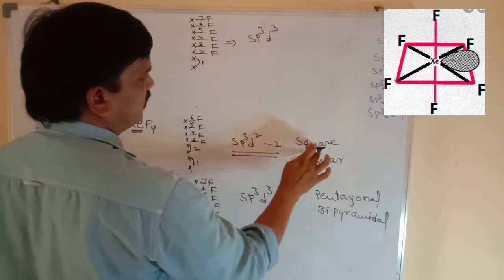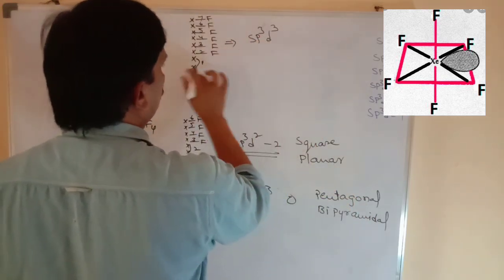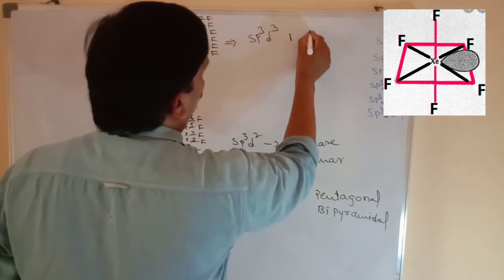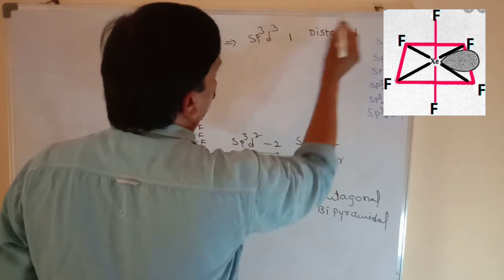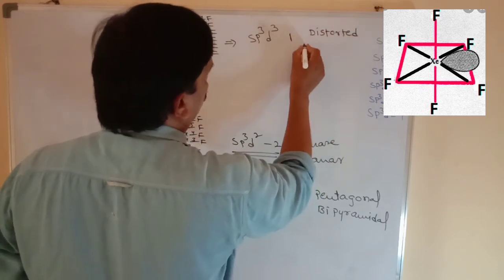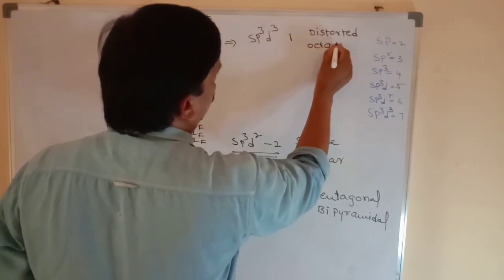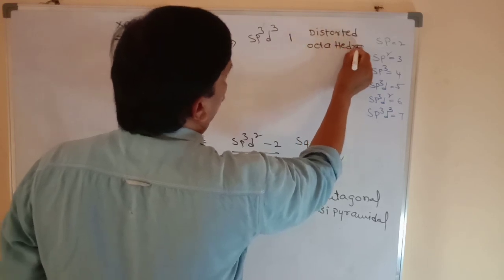sp3d2 with two lone pairs is square planar. sp3d3 with one lone pair: the shape of the molecule is distorted octahedral.